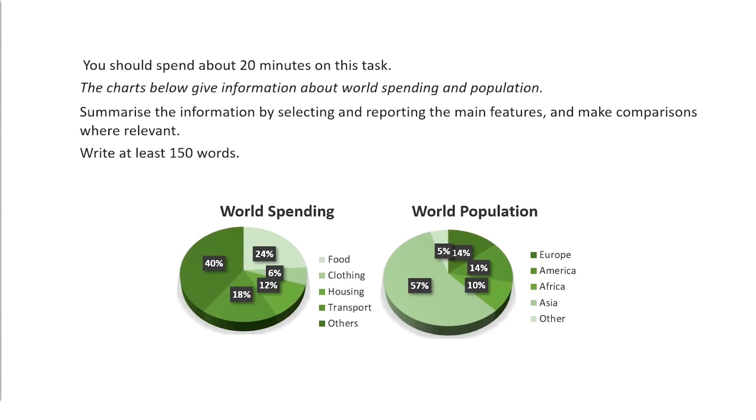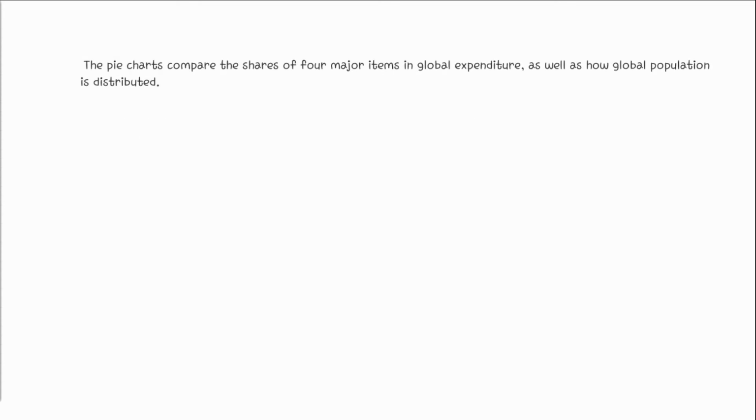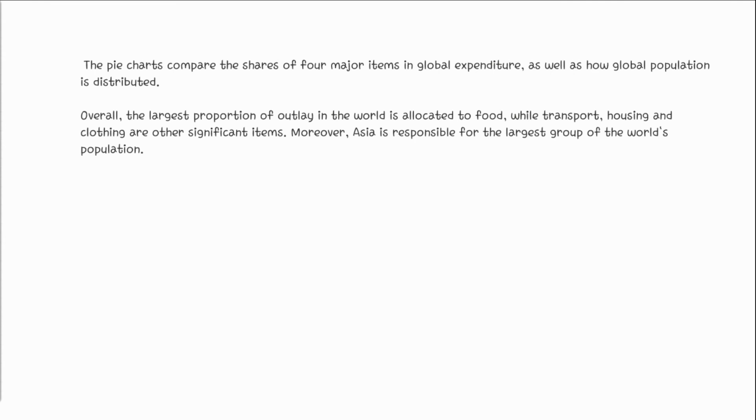Now, this is our Band 9 essay for the given charts. You can pause the video and take time to read our example for you to have an idea of what is a Band 9 report. The pie charts compare the share of 4 major items in global expenditure, as well as how global population is distributed. Overall, the largest proportion of outlay in the world is allocated to food, while transport, housing, and clothing are other significant items. Moreover, Asia is responsible for the largest group of the world's population.